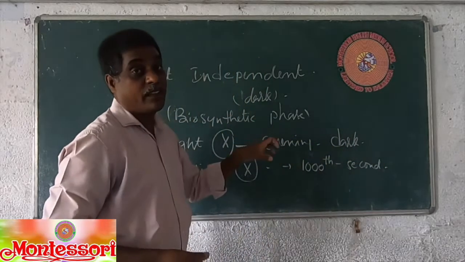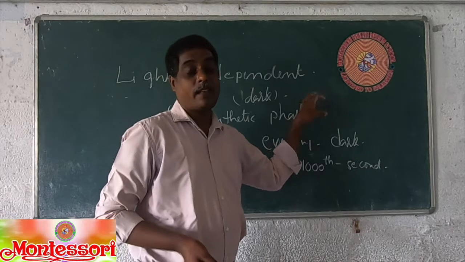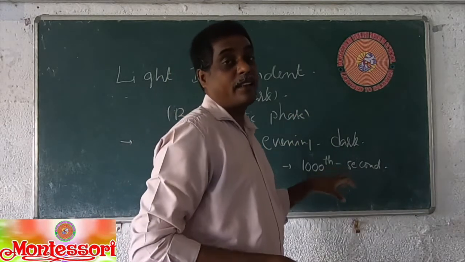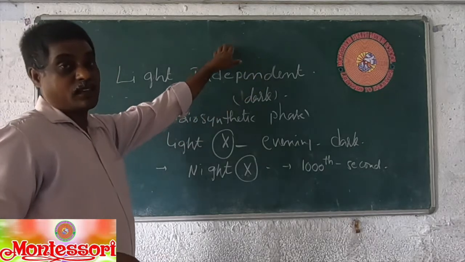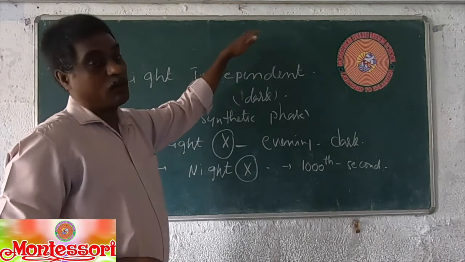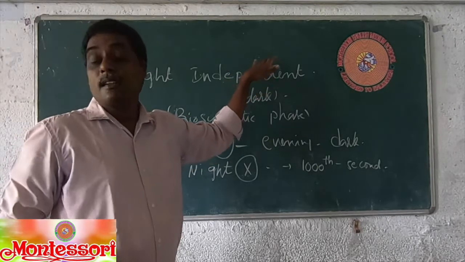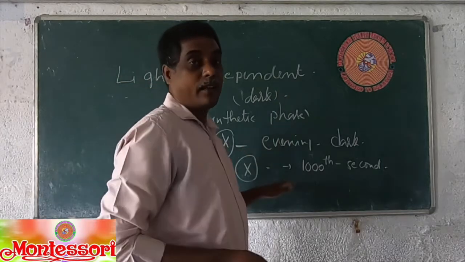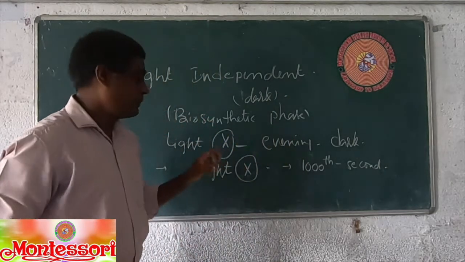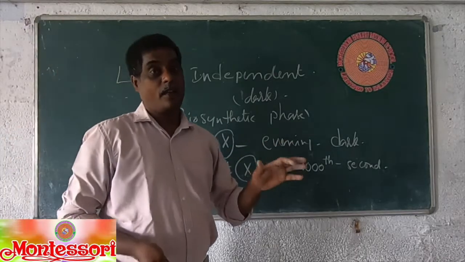See how quickly the H plus ions participate in the light independent reactions. Whenever the light reactions start, whenever the chlorophyll gets activated, the water molecule is split and the H plus ions are released, and the H plus ions immediately participate in the light independent reactions. So light independent means in the absence of light only, not in the night time.